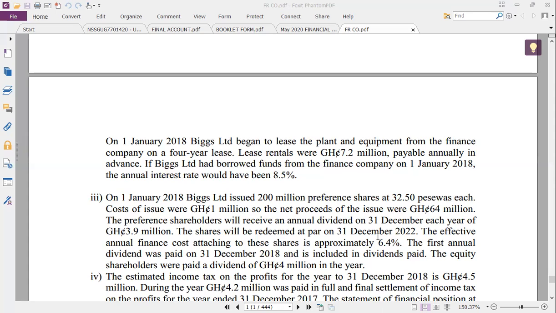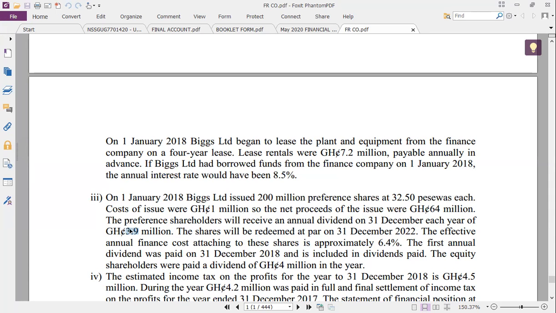Now, sometimes the examiner gives you the cash flow, but does not give you the coupon rate or nominal rate. Here, the effective interest rate has been given to us as 6.4%. The coupon rate has not been given, right? We have to work out the 2%, it's not always so. So they've already calculated the nominal interest, which is the dividend of 3.9 million.